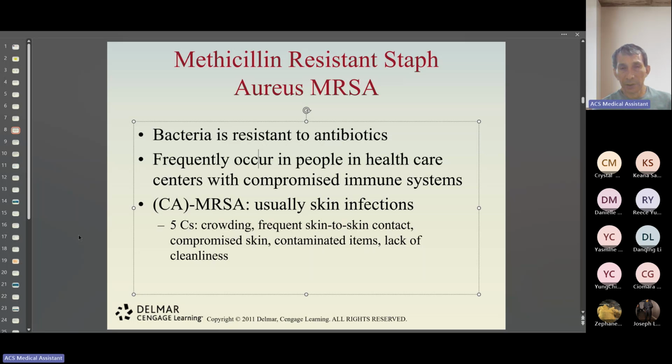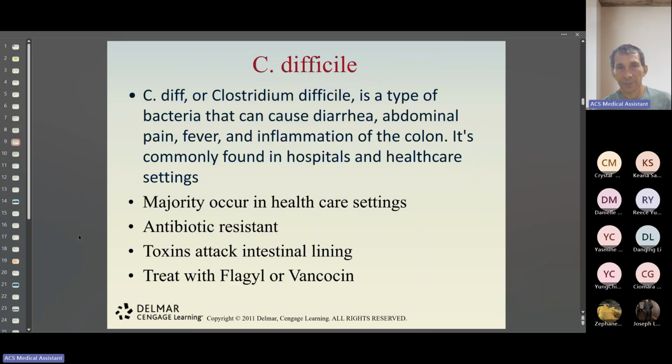You're not going to be asked about this, but again, these are mostly bacteria that are resistant to antibiotics. In this case, these are penicillins.